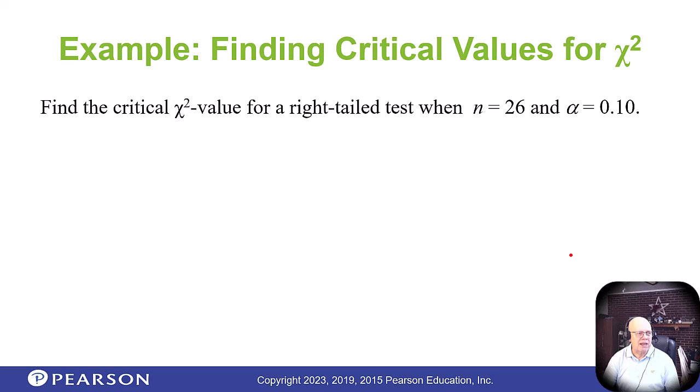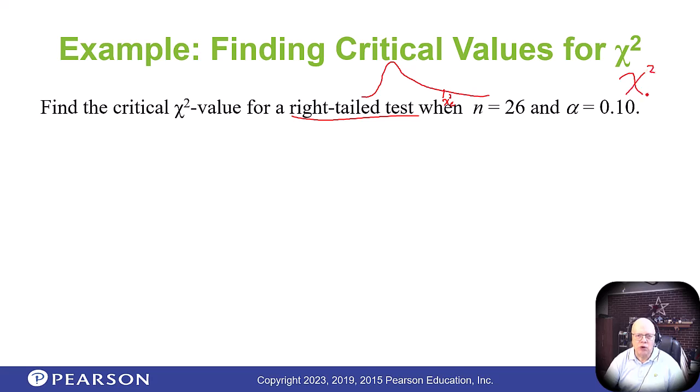So let's try this. We're just going to start with finding critical values for our chi-squared. And for this one, we're going to use a right-tailed test. So why don't we start with a picture? Now remember, this has a tail that always goes to the right for chi-squared. It's a right-tailed test, so we're looking for a chi-squared critical point out here. And I'll make that bigger so you can see it better.